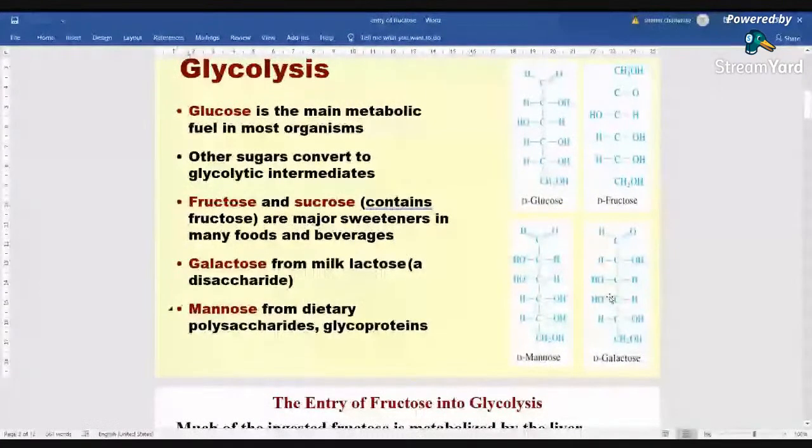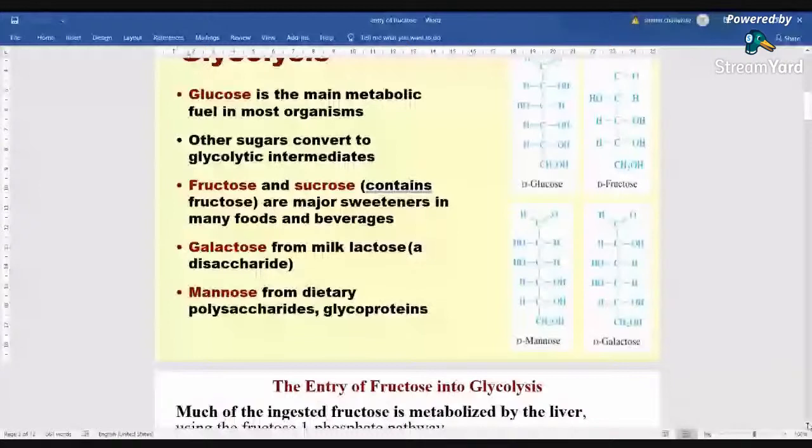In the case of galactose, this group is similar in the three sugars, but you can find the position of the OH group differs: here an OH group is there, which is not present in glucose, and again one OH group is here, which is not there in glucose. So with clarity on the OH group and the carbon atom it is on, the structure is decided. Now, how do these other sugars enter into glycolysis?